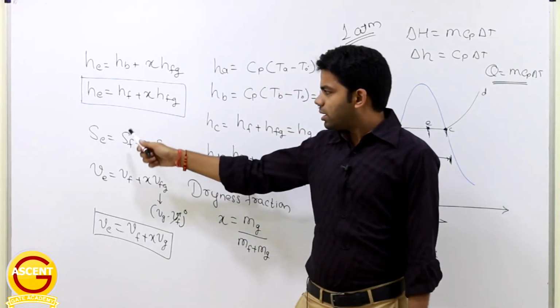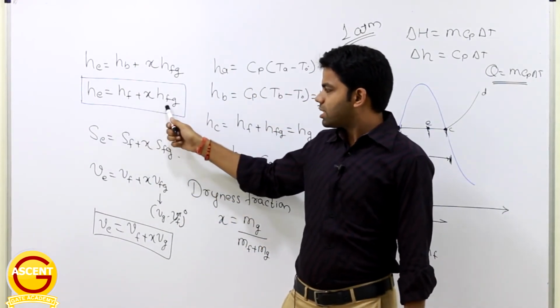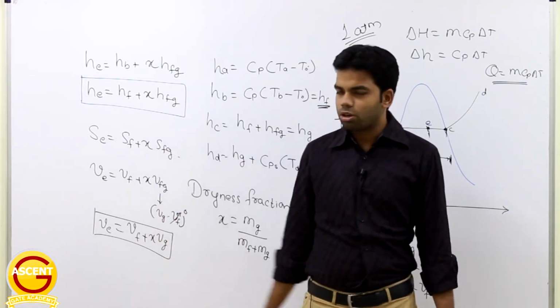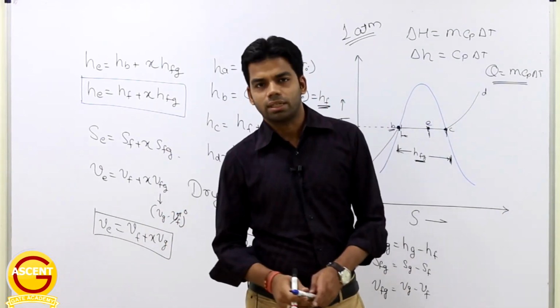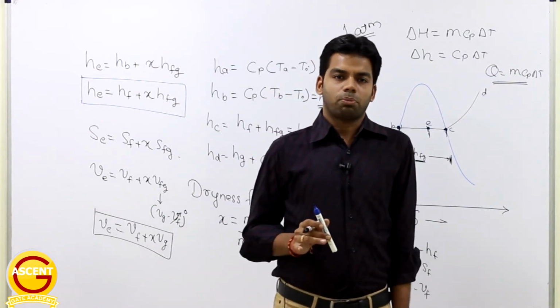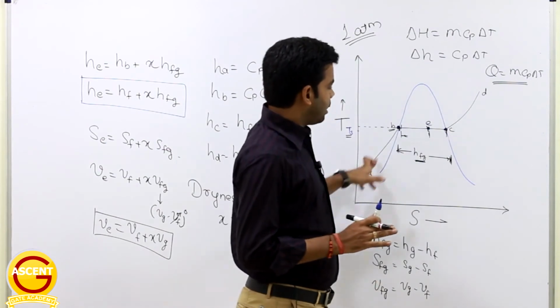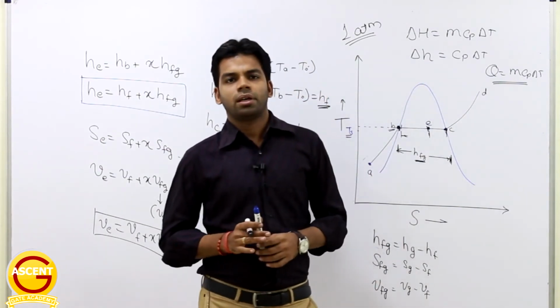So enthalpy of wet steam is HF plus X HFG, entropy of wet steam is SF plus X SFG, and specific volume is VF plus X into VG. This is how we can determine the properties of wet steam, and this is how we can determine the enthalpy at each and every point. Getting this or not? Okay.